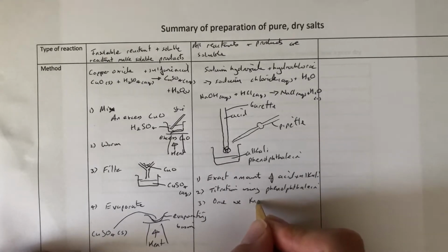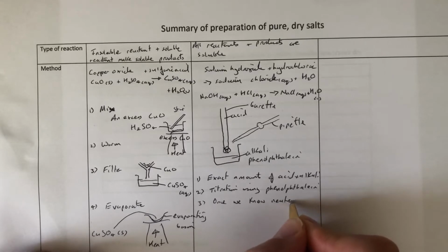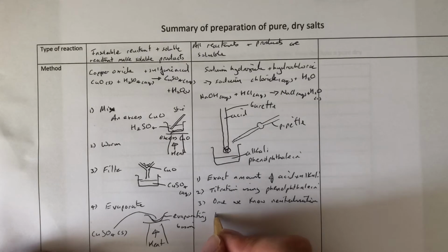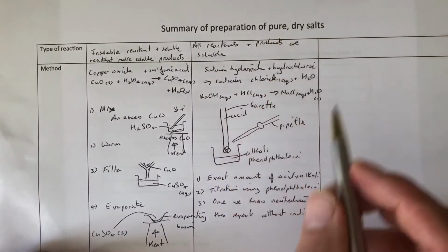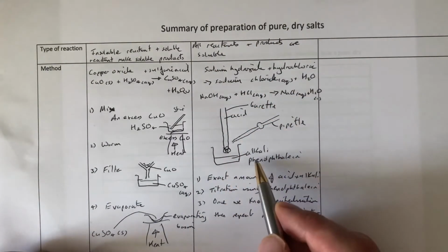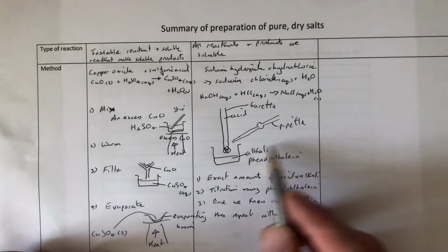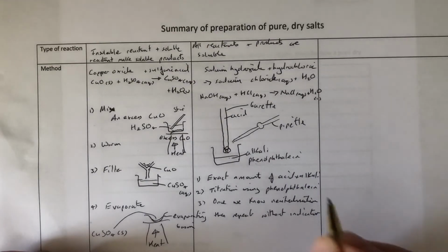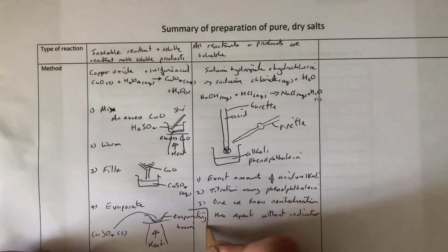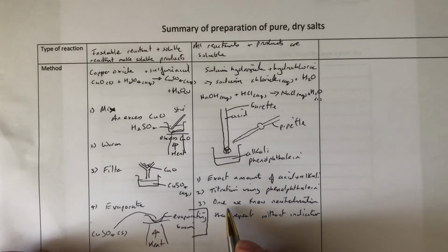Once we know that neutralisation point, then repeat without the indicator, okay? And that's important because we want a pure sample of that salt, the sodium chloride. If we stop once we've got phenolphthalein indicator in there, we've got salt and indicator. So once we know that neutralisation point, we're going to do the whole thing again, but we're going to do it without indicator.